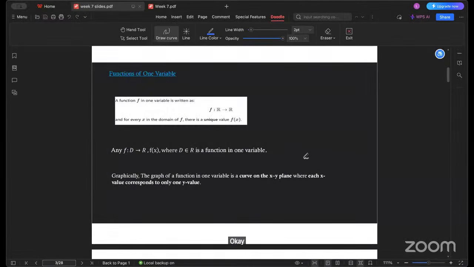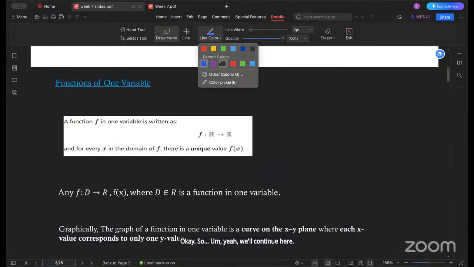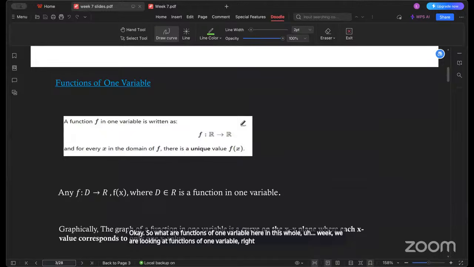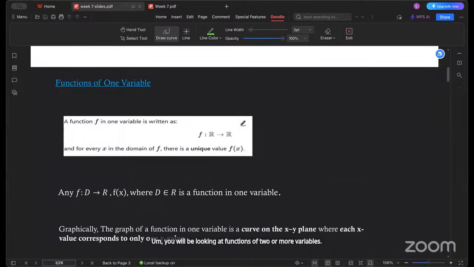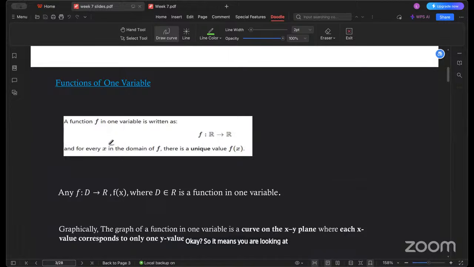Okay. So yeah, we'll continue here. What are functions of one variable? In this whole week, we are looking at functions of one variable, right? When you move to Math 2, you will be looking at functions of two or more variables. So here we are looking at functions of one variable. It means the domain is R. So you are looking at just one variable x, and we are looking at f of x.